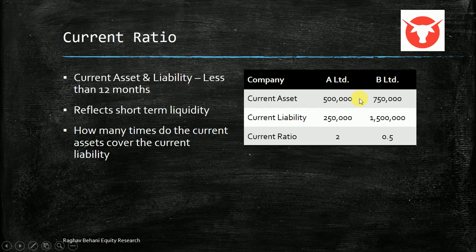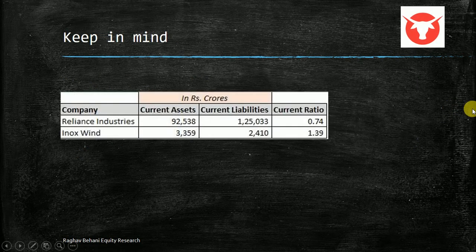Consider company A which has 500,000 of current assets and 250,000 worth of current liabilities. It has a current ratio of 2, that is the current assets are 2 times the current liabilities. Similarly, B Limited, which has a current asset of 750,000 and a current liability of 1.5 million, enjoys a current ratio of 0.5.